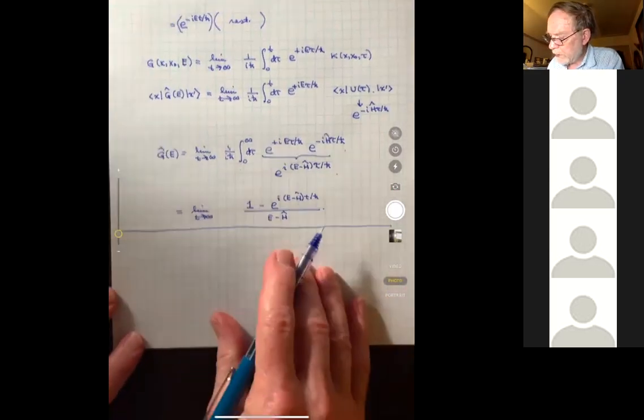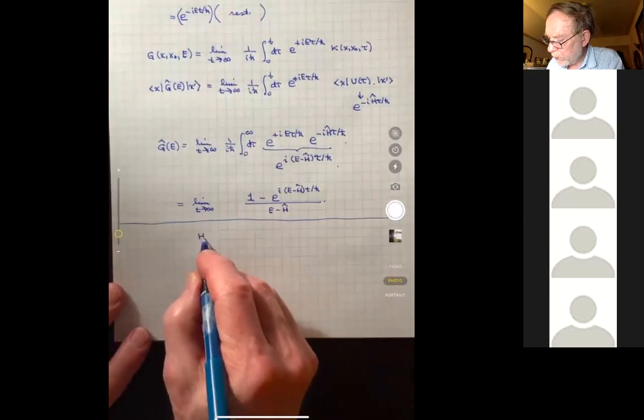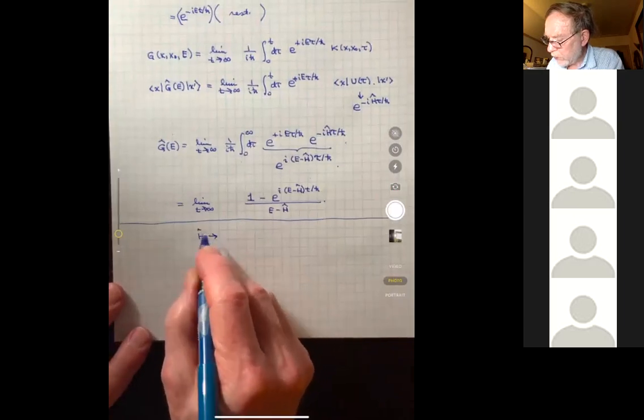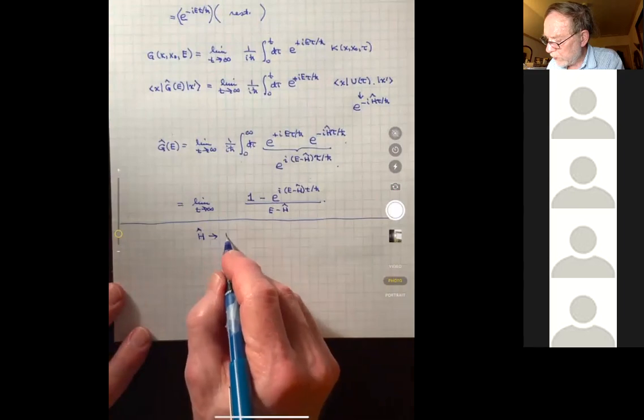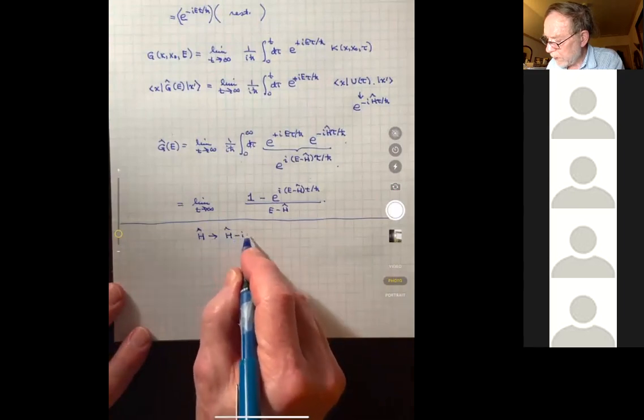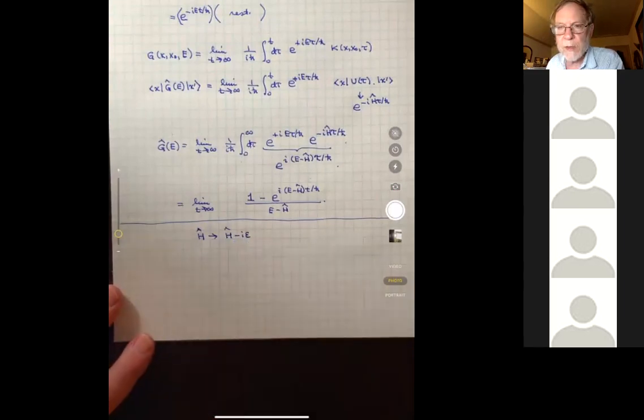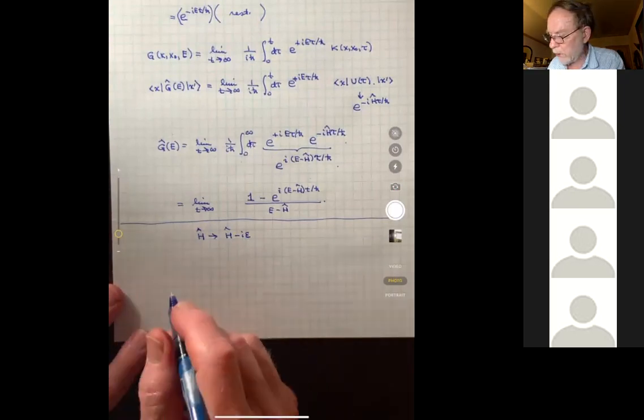To introduce damping into the Schrodinger equation, we take the usual Hamiltonian H hat, which is, of course, a Hermitian operator with real eigenvalues. And let's replace it by H hat minus i epsilon, where epsilon is a small positive number. It's obviously a complex contribution here.